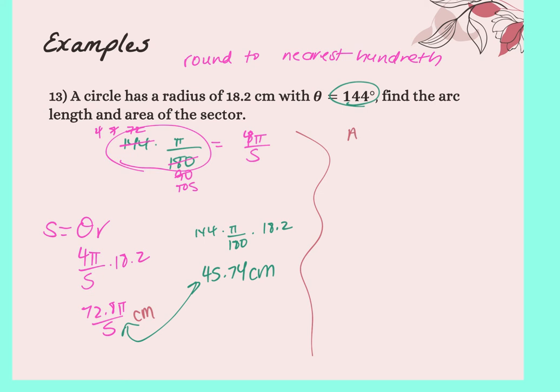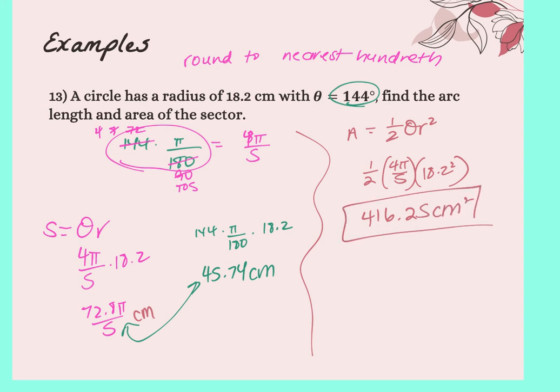And then the area, 1/2 theta times the radius squared. So 1/2, again, I'd have to have it converted. So I'd either use 4 pi over 5, or I'd leave it as 144 times pi over 180. And then r squared, 18.2 squared. So 18.2 squared times 4 times pi divided by 5 times 0.5. And you get 416.25 centimeters squared.